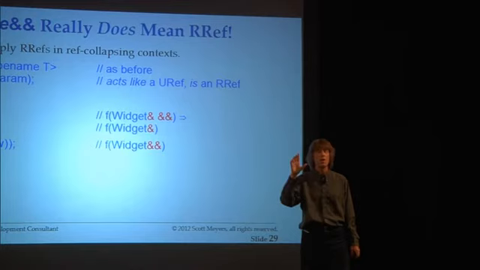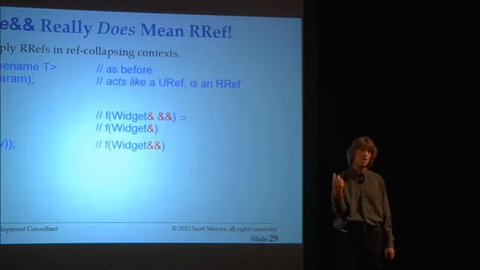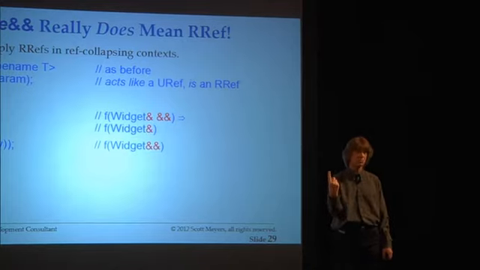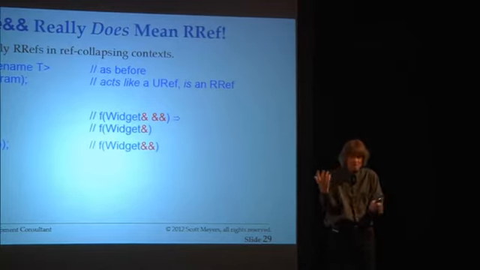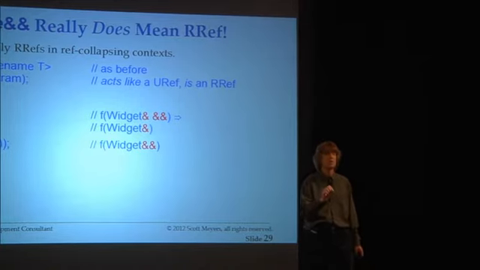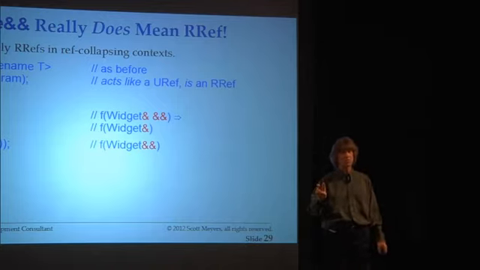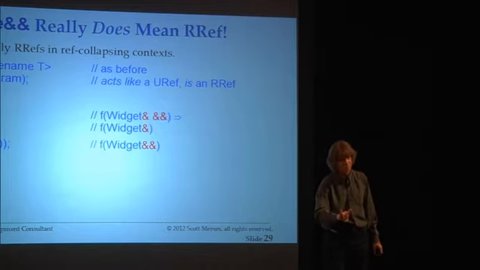The answer is, when the people on the standardization committee were working on this, they were trying to solve two very specific problems. One of the problems they were trying to solve was move semantics. They knew basically what they wanted. They needed a syntax that would let them do that. The other problem they wanted to solve was perfect forwarding. Those were the two problems that they wanted to solve. And as a result, they came up with rules that solve exactly those two problems.